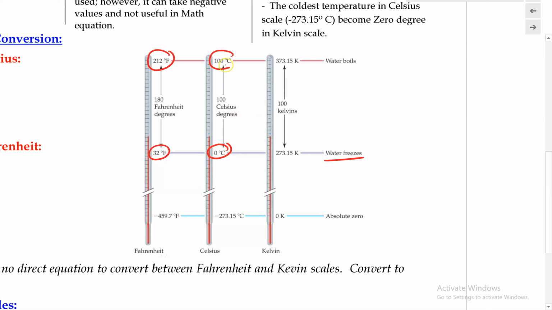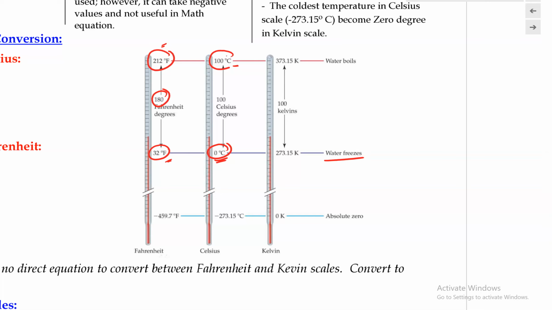So 100 degree increment between the freezing to the boiling point of water versus 180 degree Fahrenheit increment from the freezing to the boiling point in Fahrenheit. So the Celsius scale has values that were very nicely defined or established. It's quite easy to remember 0 and 100 versus 32 and 212, right? So this is the reason why the Celsius scale is being used by the rest of the world.